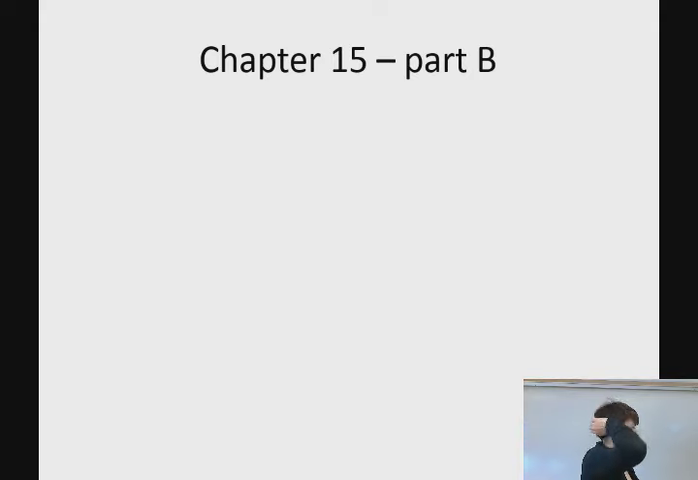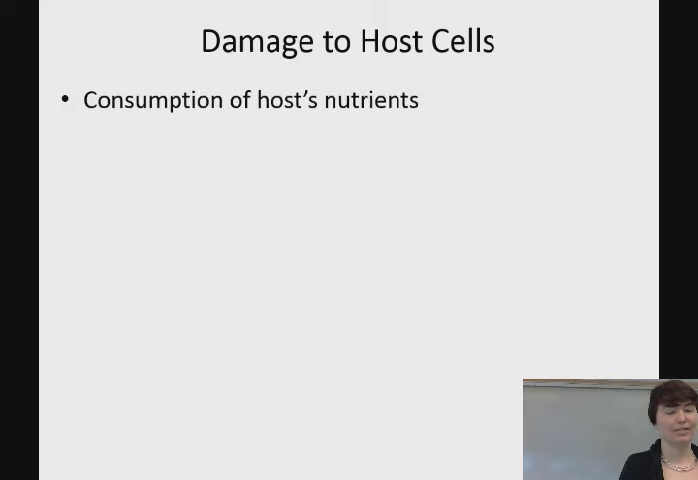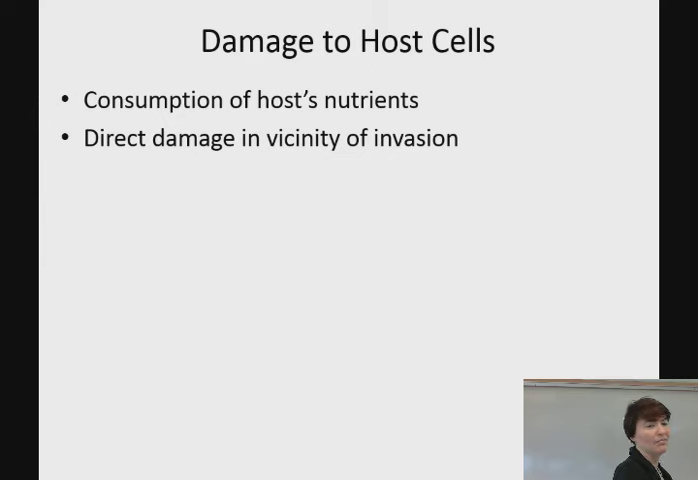So we're going to resume our wander through chapter 15. And in this part, we're going to continue to talk about the molecular and cellular details of how different pathogens make us sick. So one of the things that can happen is that a bacteria or a virus or some other pathogen causes actual damage to our cells. And this can happen in a number of ways, either by consuming nutrients that we need, so we sort of get a kind of malnutrition.